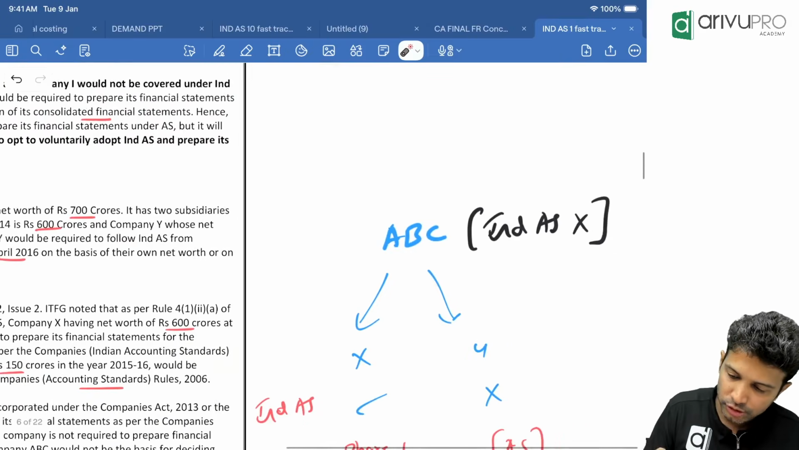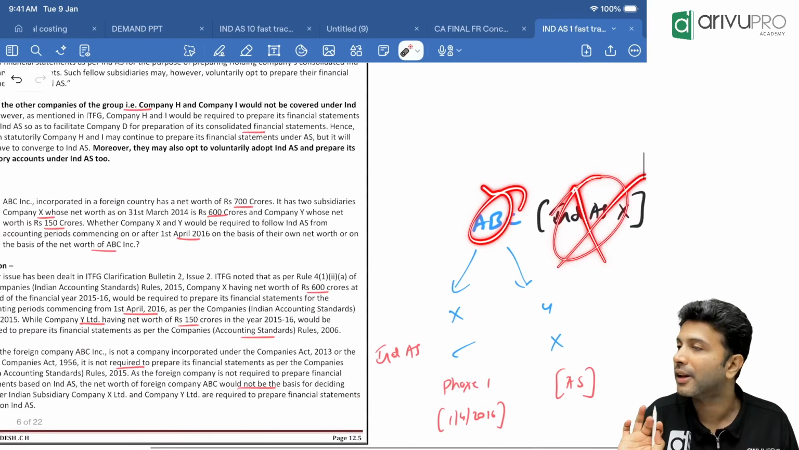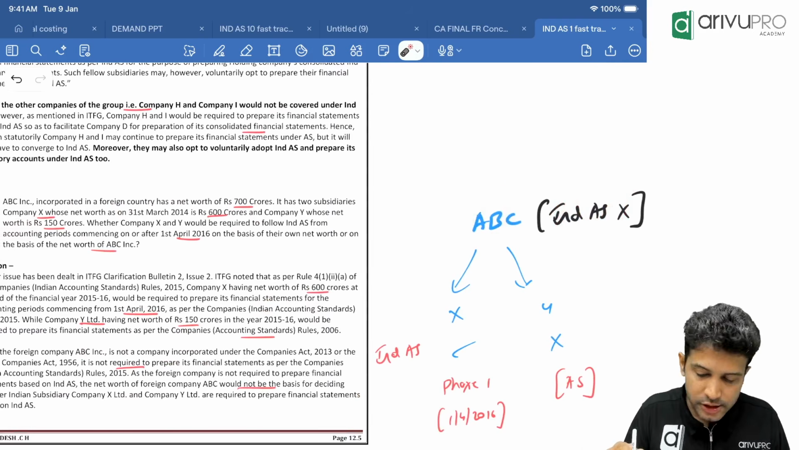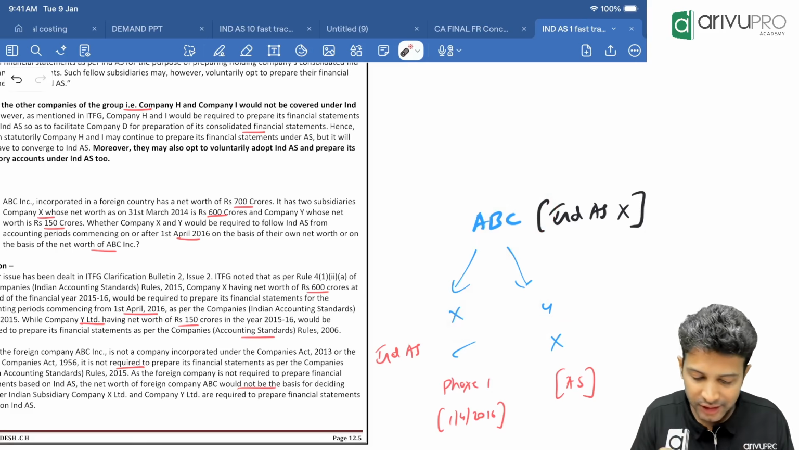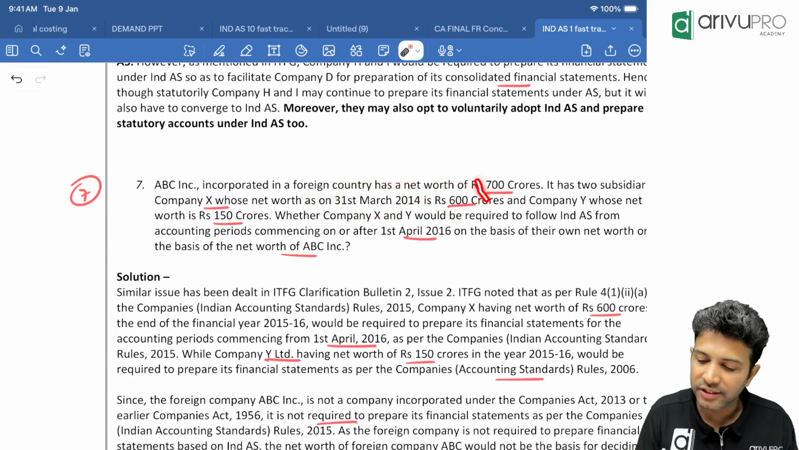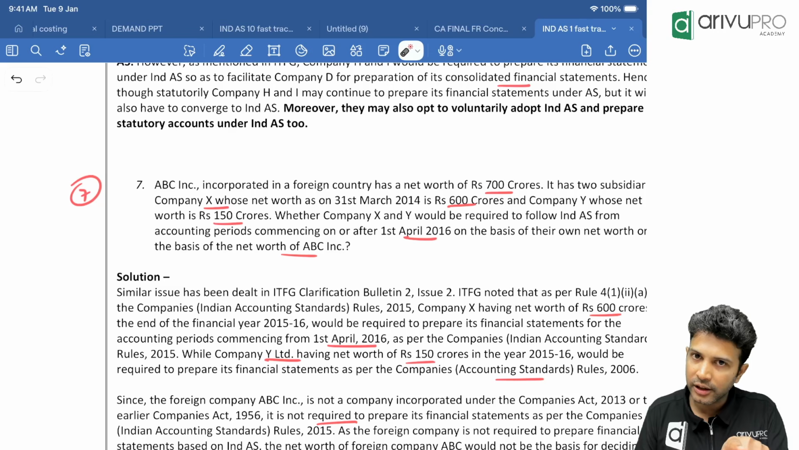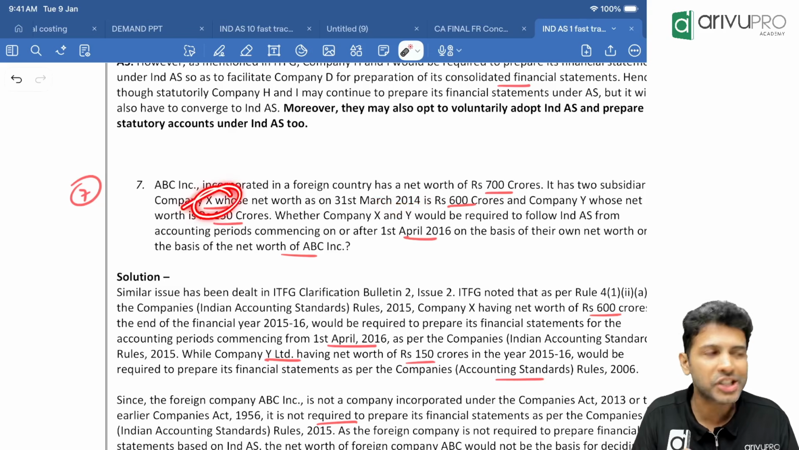So I'll just give you a structure here. ABC is a foreign company, so Ind AS is not applicable to them. Got it? This foreign company has two subsidiaries called X and Y. What is X's net worth? X's net worth on 31st March 2014 is 600 crore. Is it 500 crores or more as on 31st March 2014? Yes. That means X is which company?